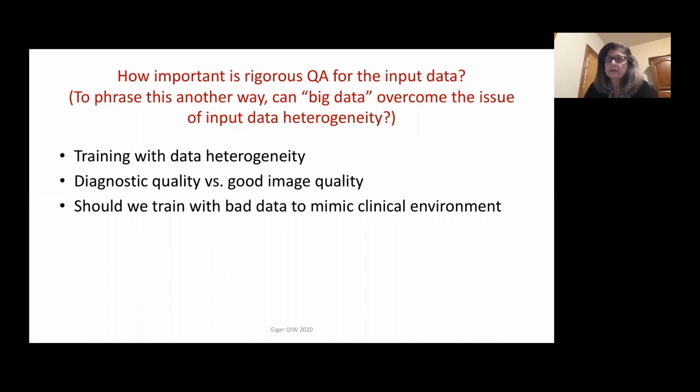When radiologists read, they may get an image. It may not be the best image quality, but they will say, I can still make my diagnostic decision on this image. So it is of sufficient diagnostic quality, but may not have the best physical image quality. Do we train our algorithms on AI for that? We definitely will need to test them on those. So we can ask ourselves, should we train with bad data? Should we train with bad data to mimic clinical environment?